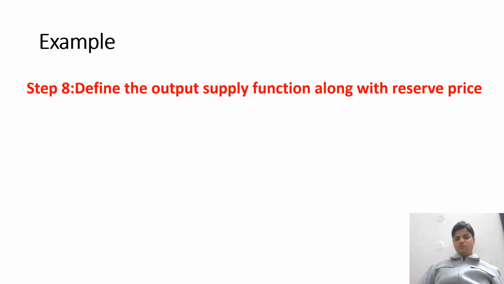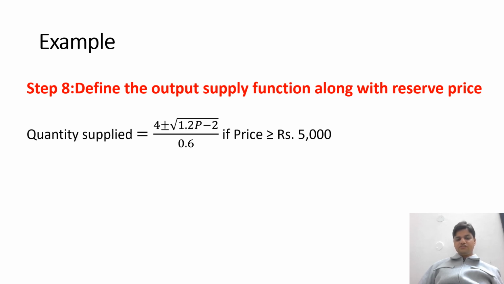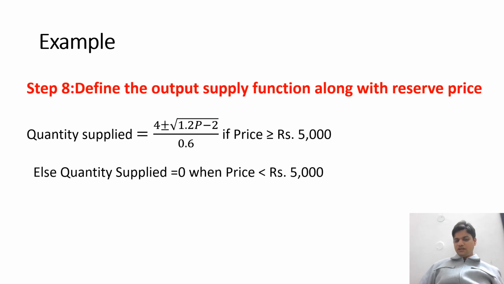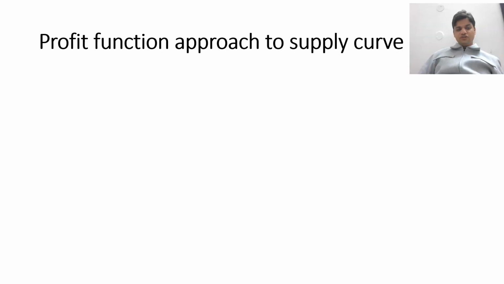Step 8, define the output supply function along with the reserve price. So we have to say that quantity supplied is equal to 4 plus minus under root of 1.2p minus 2 divided by 0.6, if price is greater than or equal to rupees 5,000, else quantity supplied is 0, because below 5,000 the producer will not be ready to supply or produce any quantity, so the quantity supplied is 0. So this is one approach, the cost approach.